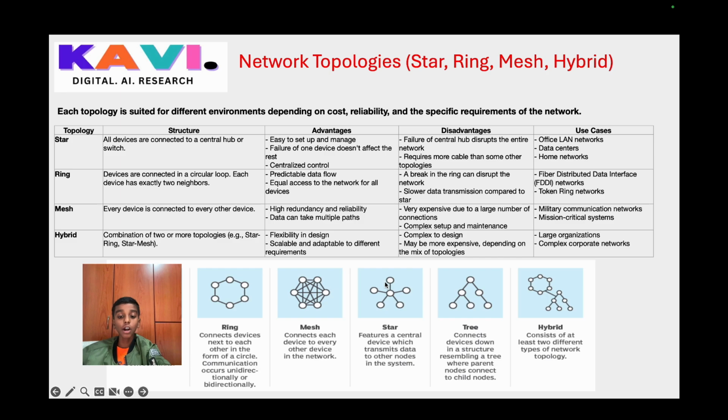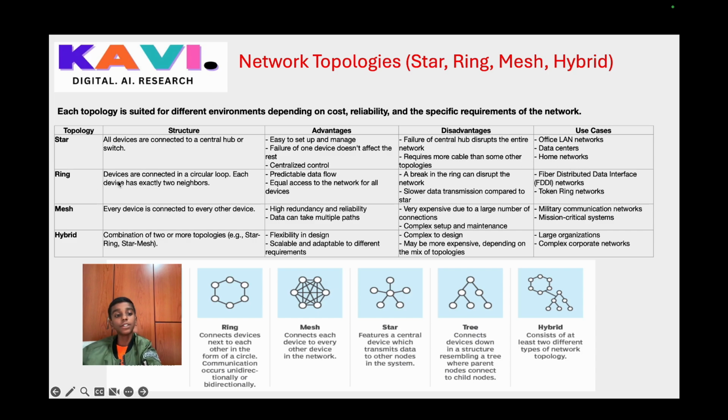Here in the star topology, it takes a lot of cable connections. So it will take a long time, and it will take a lot of money to buy all of these 5 Ethernet cables. So now let's go to the use cases of the star topology. The star topology can be used in office LAN networks, data centers, and home networks. So let's go to the next network topology, which is the ring topology.